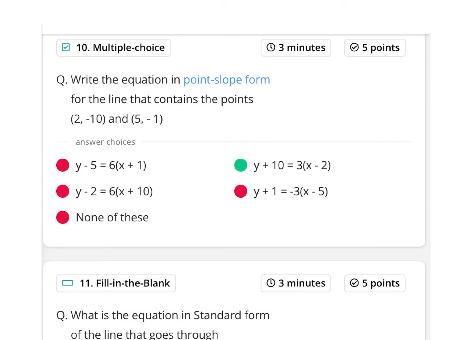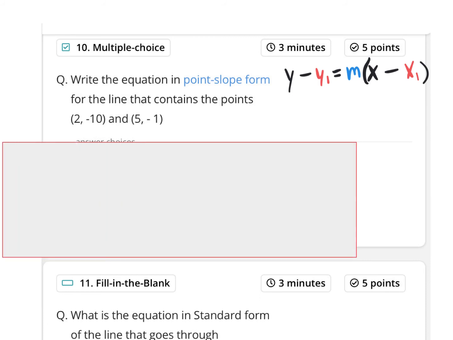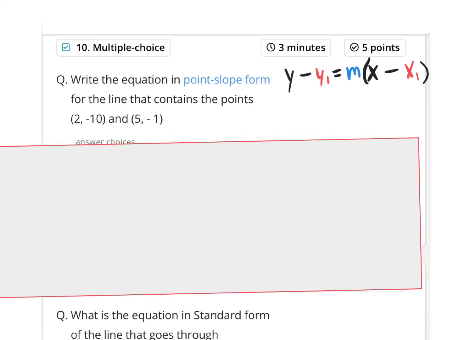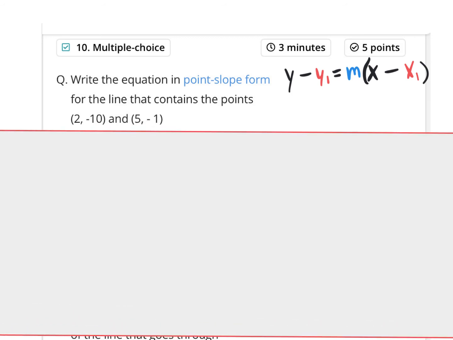Write the equation in point-slope form, which is this, for the line that contains the points (2, negative 10) and (5, negative 1). Okay, as you could see, you already saw your answer. Let's pretend you didn't see that. Anyway, we have these 2 points, and what's the only thing you could do with 2 points? That's correct. Find the slope. Let's use the slope formula. m equals y2 minus y1 over x2 minus x1.